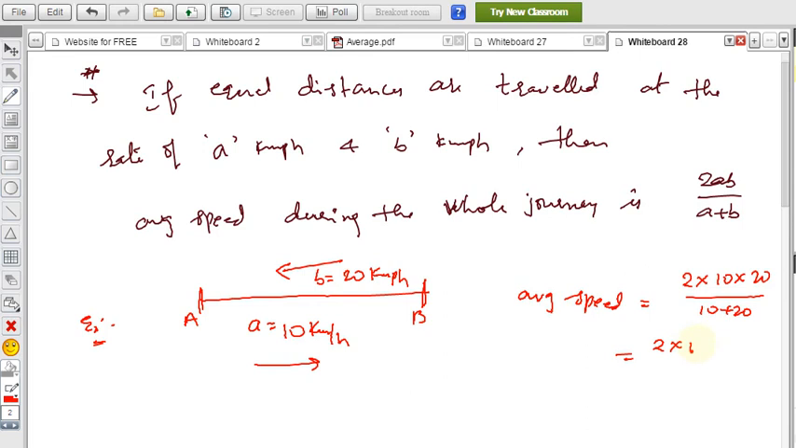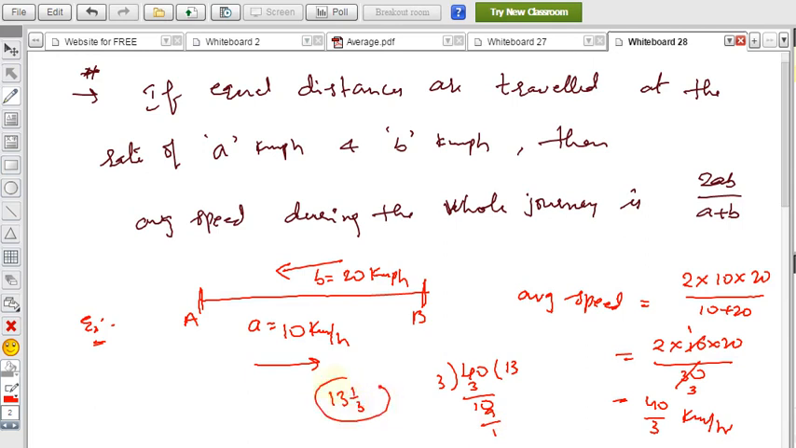So 2 into 10 into 20 by 30. 10 ones are 10, 10 threes are 30, so 400 by 30, which is 40 by 3. This is kilometer per hour. So 40 by 3 kilometer per hour is the average speed. If you write in decimals or mixed fraction, 13 1 by 3 is the average.